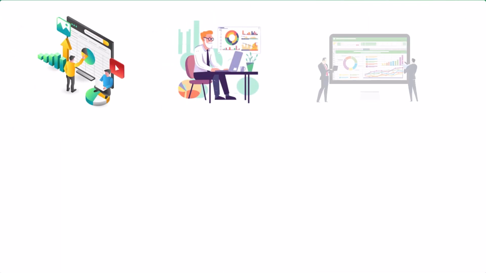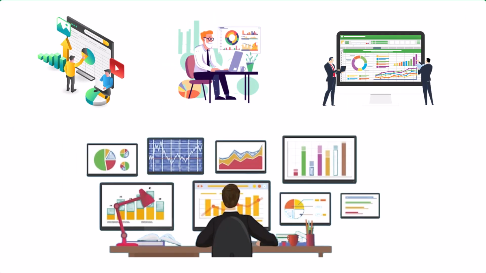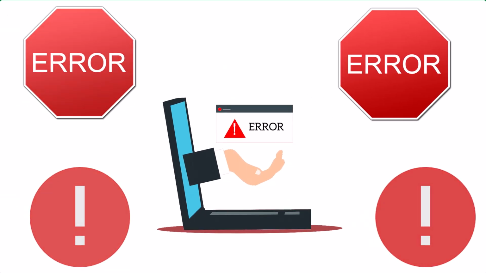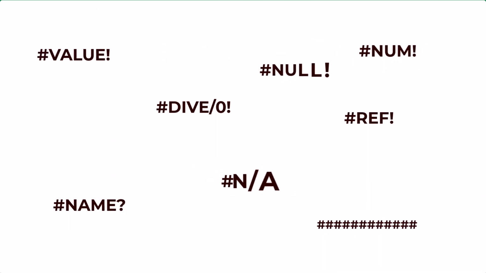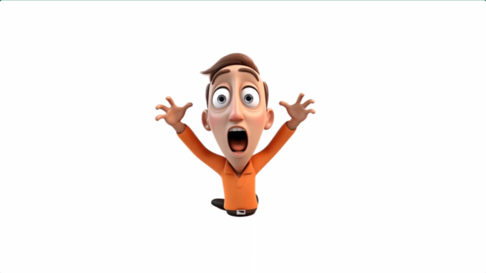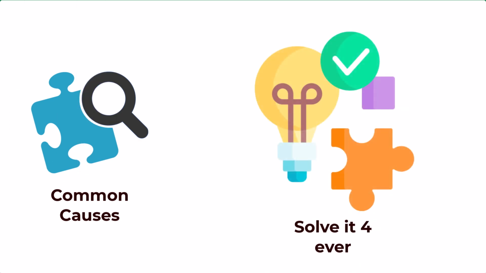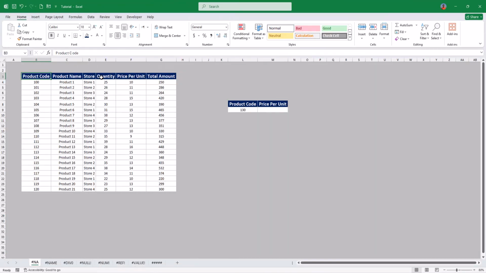Ever been there? You are cruising along in Excel, building a brilliant spreadsheet, and then a cryptic error code pops up, pulling you back, completely drilling your work: hash value, hash div, hash NA. They can feel like a secret language designed to drive you crazy. In today's video, we are not just going to log these errors, we are going to expose their common causes and arm you with ultimate strategies to fix them, not only for now, but forever. So let's jump into work.